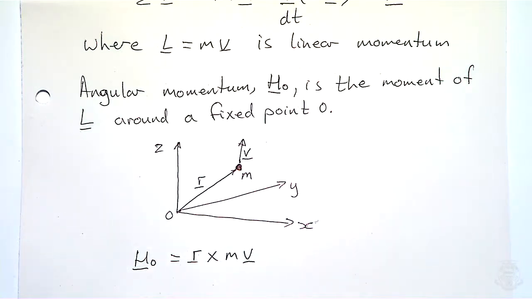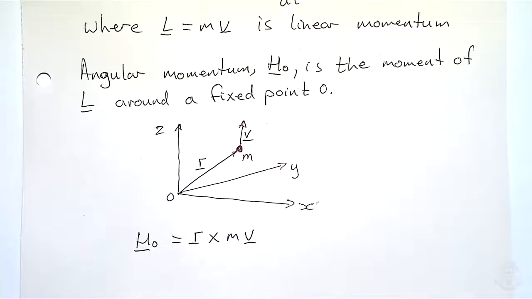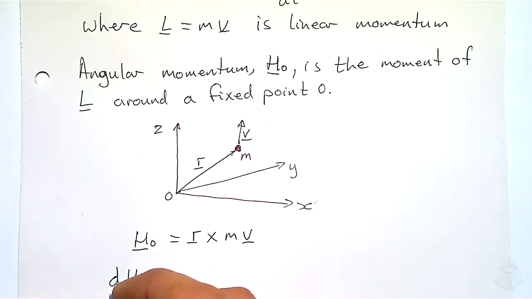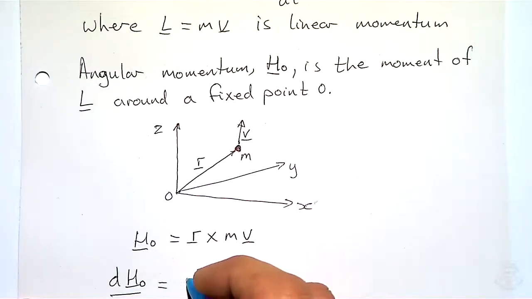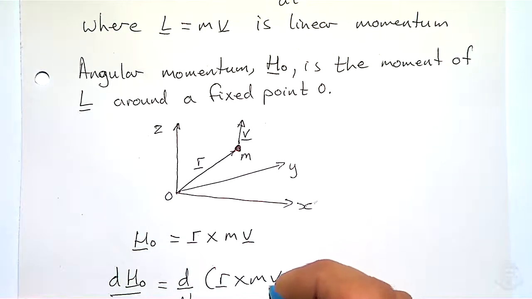So to be able to put these expressions into Newton's laws, we need to find the rate of change of the angular momentum. So we actually need to take the derivative of this with respect to time. So we need dh0 by dt, which is equal to d by dt of r crossed with mv.